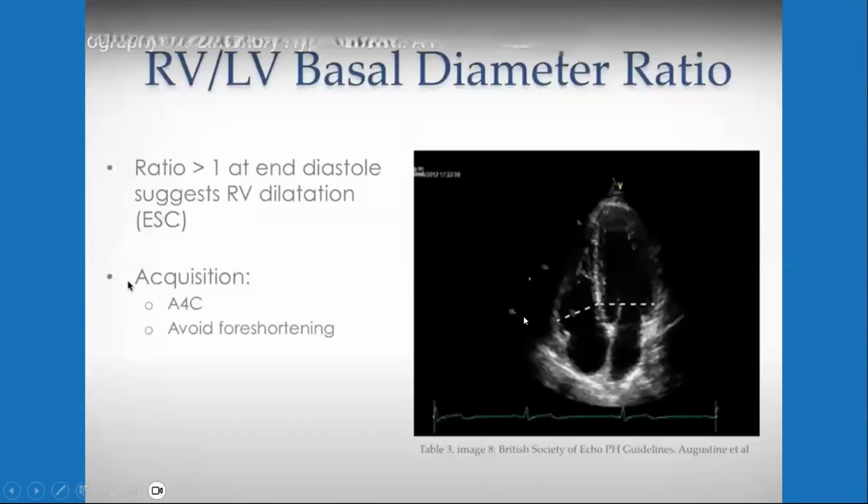So this is the diagram I have earlier shown also on this platform. The RV-LV basal diameter ratio will measure the RV at the basal level, the LV at the basal level, knowing that LV is always bigger than RV. So this ratio is generally more than 1 at end diastole. Measure it at end diastole, suggesting RV dilatation. Take it in a 4-chamber view and avoid foreshortening to avoid false readings.